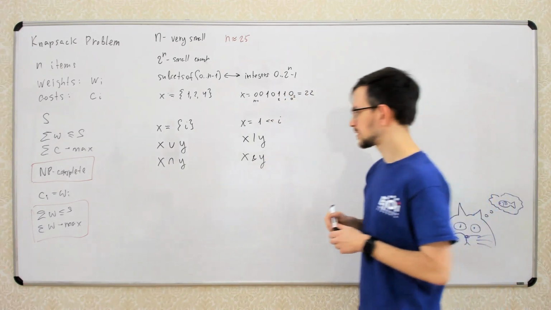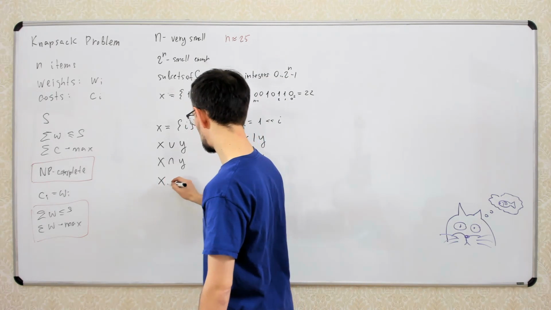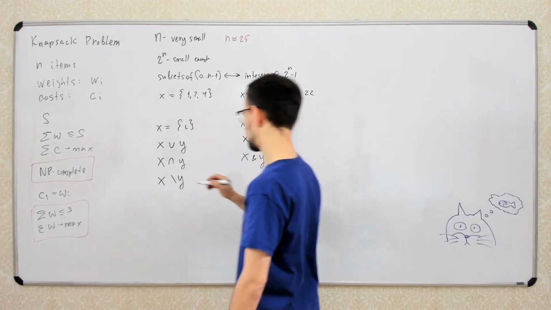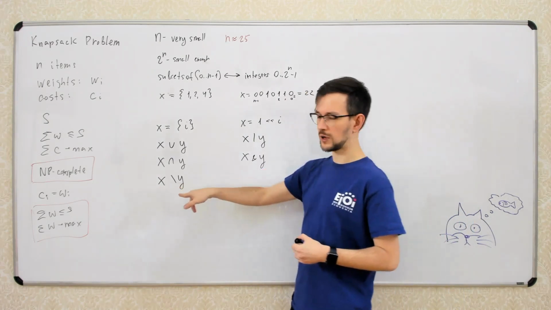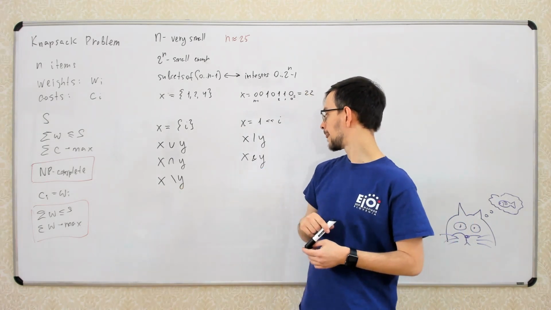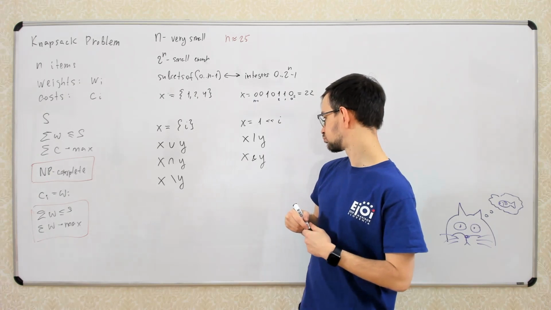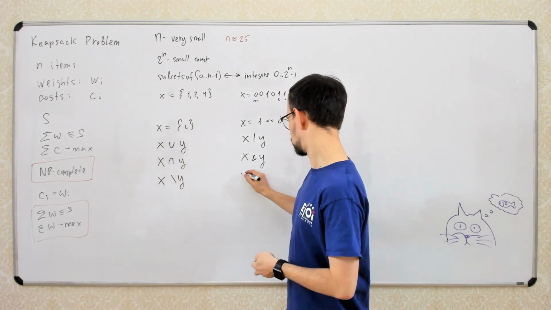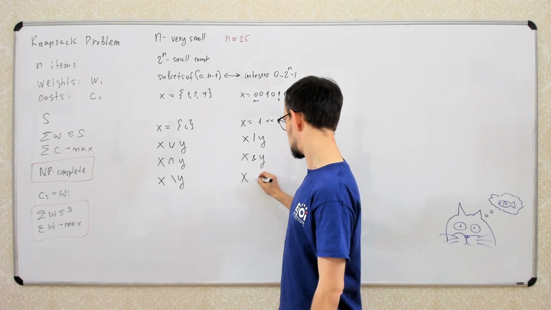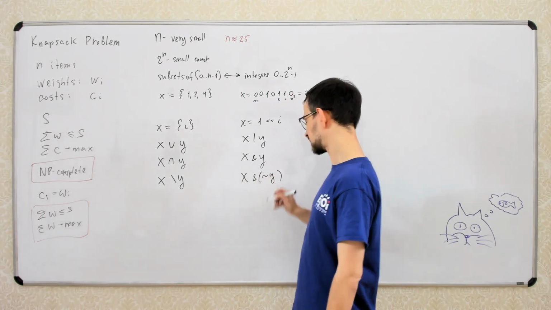The difference is slightly different. If you want to have x minus y, so you take all elements of x except all elements which are in y, you can do it. The easiest way I know how to do it is like this: x and not y. Like this.